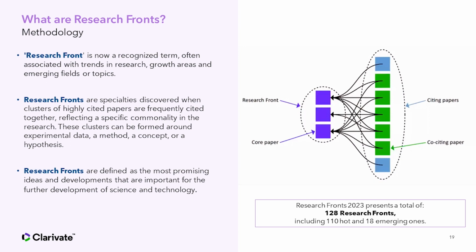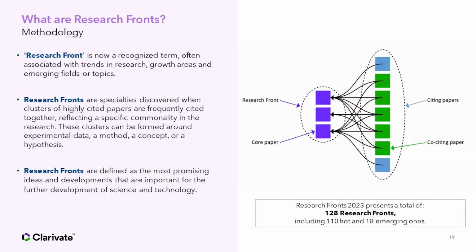So here the research front consists of a core of highly cited papers with the citing papers that have frequently co-cited that core. In other words, the core papers are all highly cited papers in what we call Essential Science Indicators, another platform derived from the Web of Science data. These are papers that rank in the top 1% in terms of citation in the same field and in the same publication year. That's what we were looking at earlier, the highly cited papers.